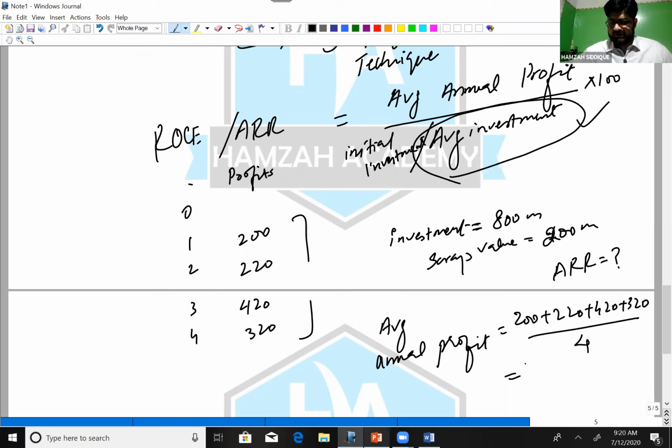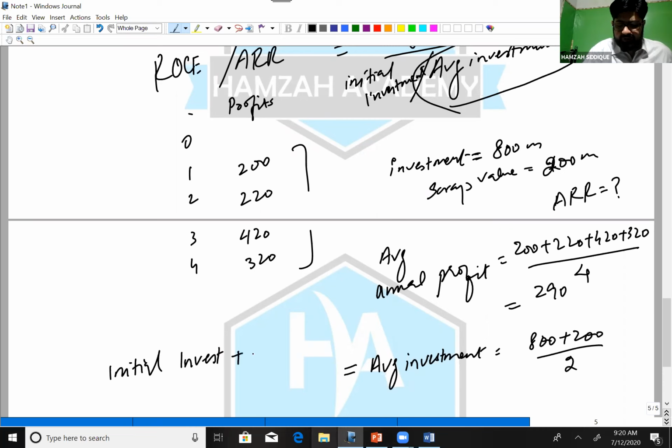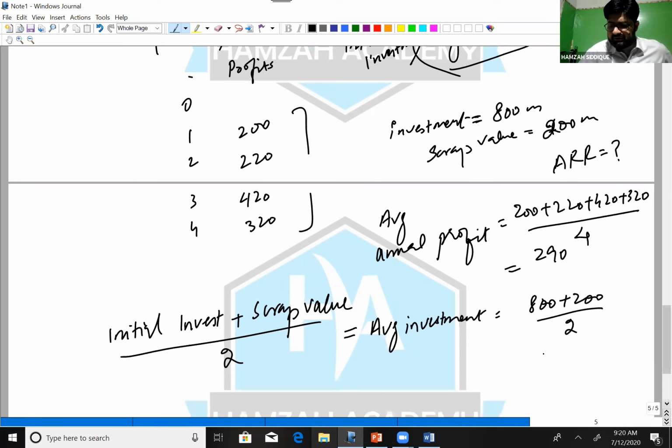So it is equal to 290. Yes, average annual profit, 290. Now, average investment. How to calculate that? Initial investment plus scrap value divided by 2. How did I calculate it? Initial investment plus scrap value divided by 2. So it is equal to 500.